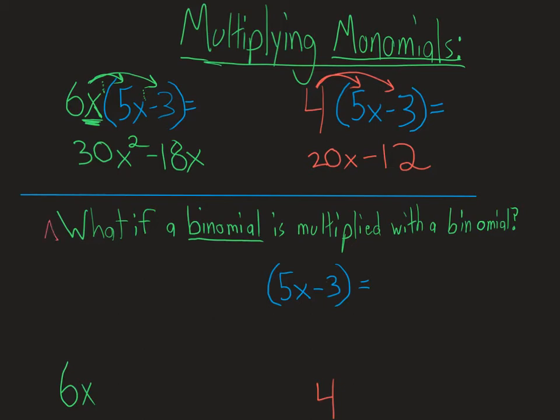What if we needed to multiply a binomial with another binomial? Instead of one thing out front, what if there were two? Well, it turns out you already done it. You just didn't know it. There's the 6x we just did on the first problem. There's the 4 we just multiplied through on the second problem. And they both multiplied with the 5x minus 3. So what if I just did this?